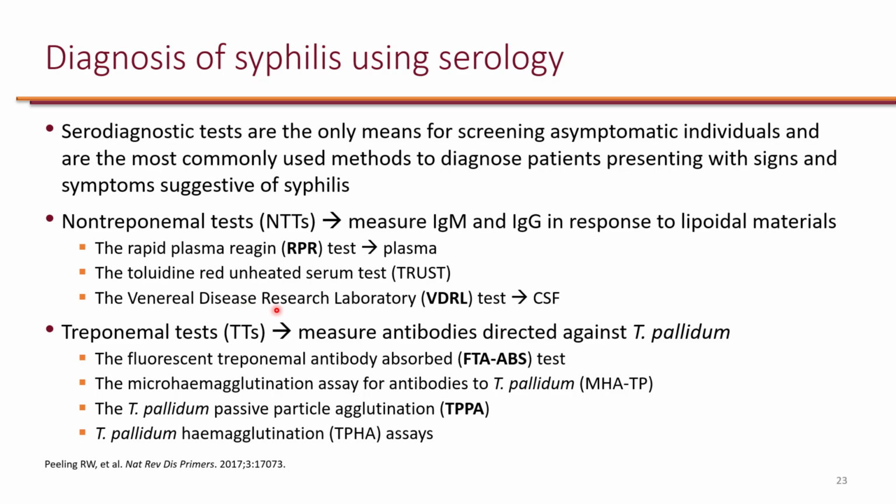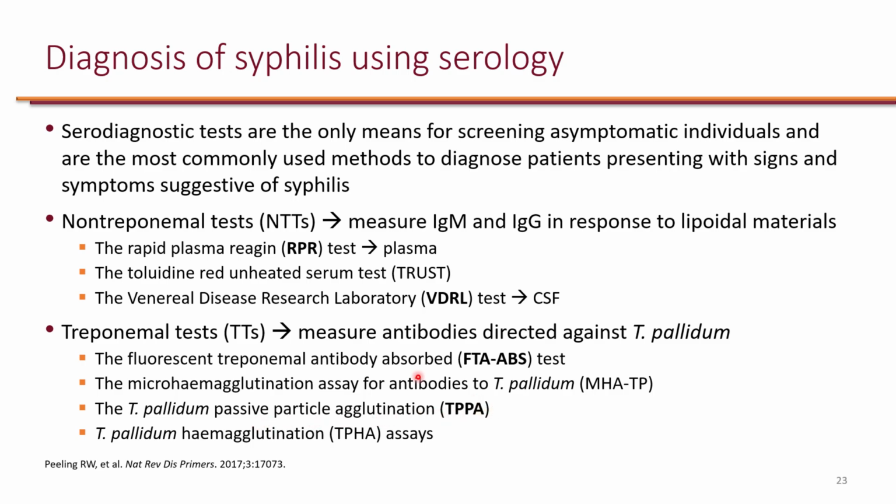And then for the treponemal tests, you have different options. The one that I have seen commonly used in the US is the TPPA, the T. pallidum passive particle agglutination. And how do we use this, right?